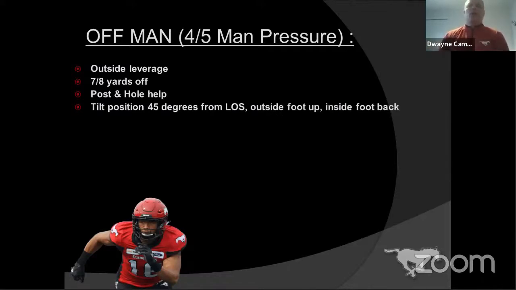In terms of how we align relative to the wide receiver, I refer to it as a tilt position. It's a 45-degree turn from the line of scrimmage. We've got our outside foot up and our inside foot back. We don't play with our back to the sideline, so it's not a full half turn. Essentially, it's that quarter turn, 45 degrees. And the reason we do that is because it allows us to be efficient in our push-kick shuffle technique.